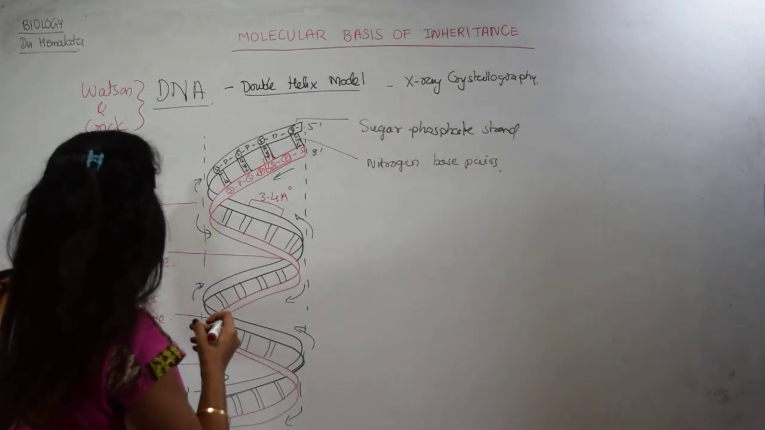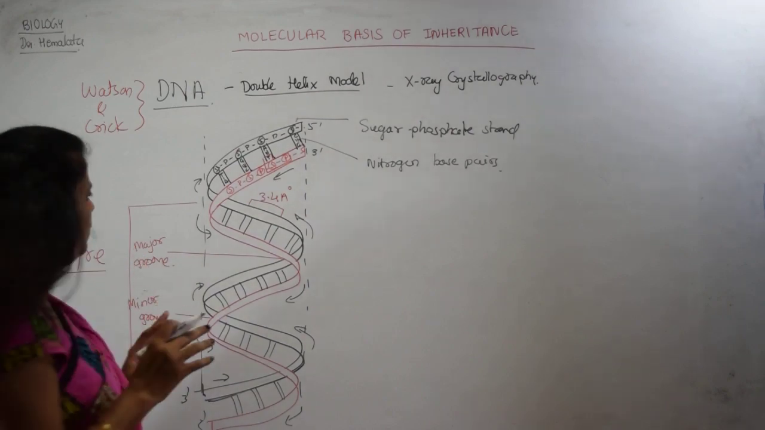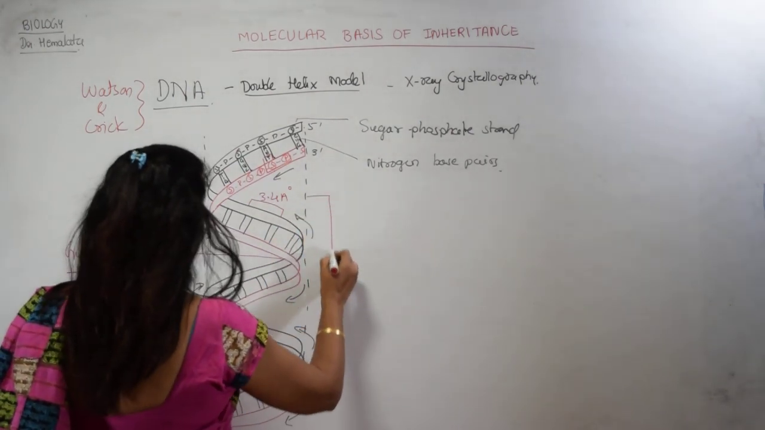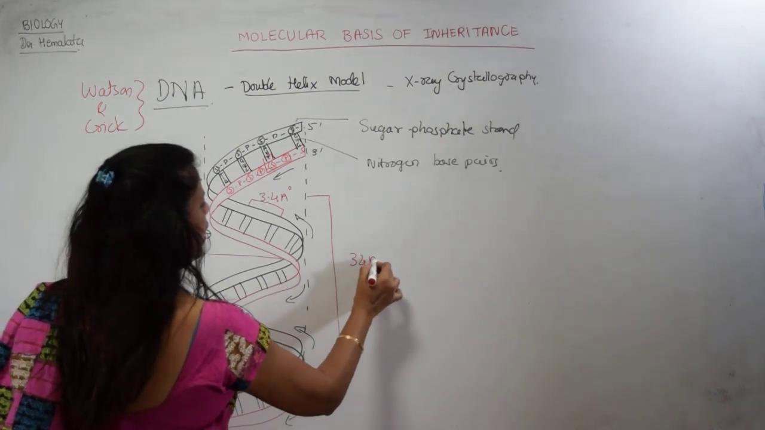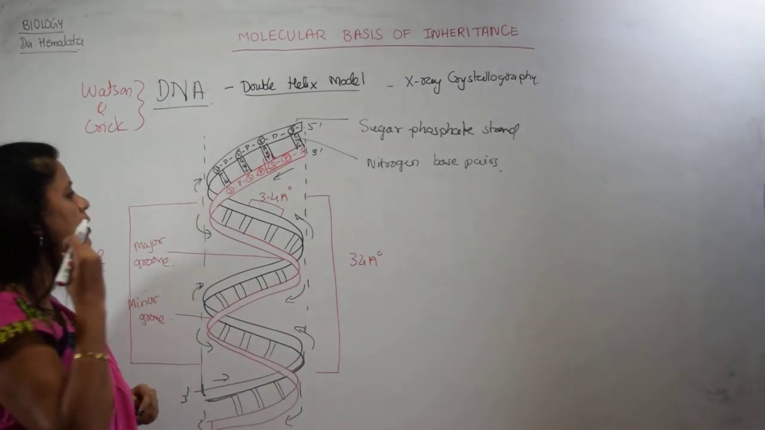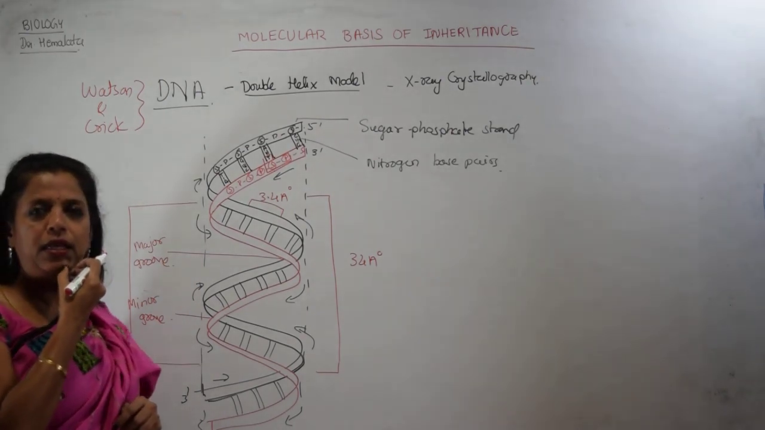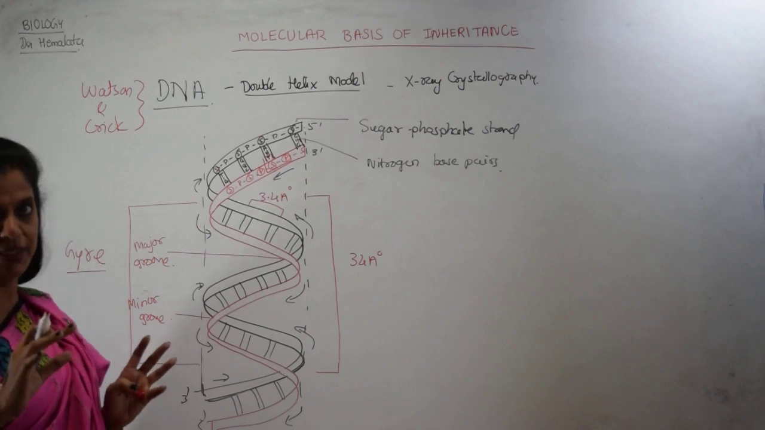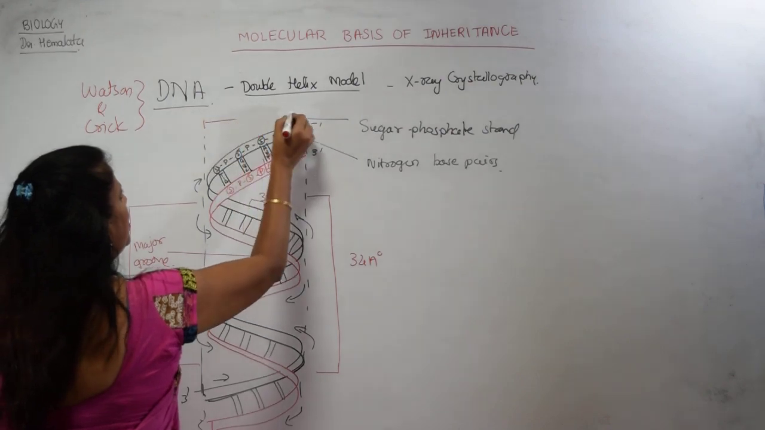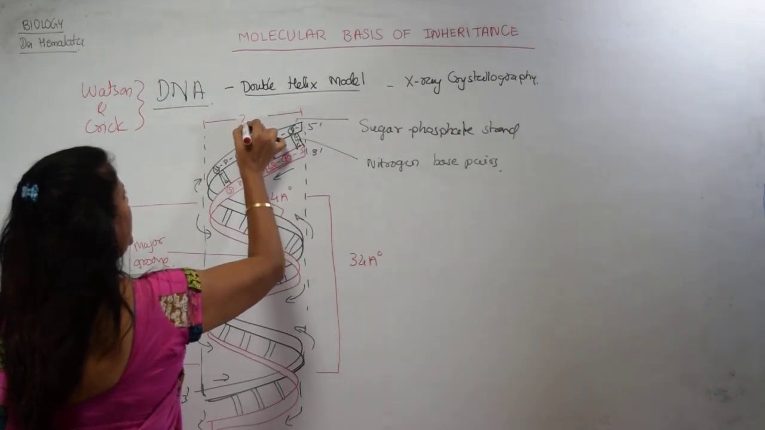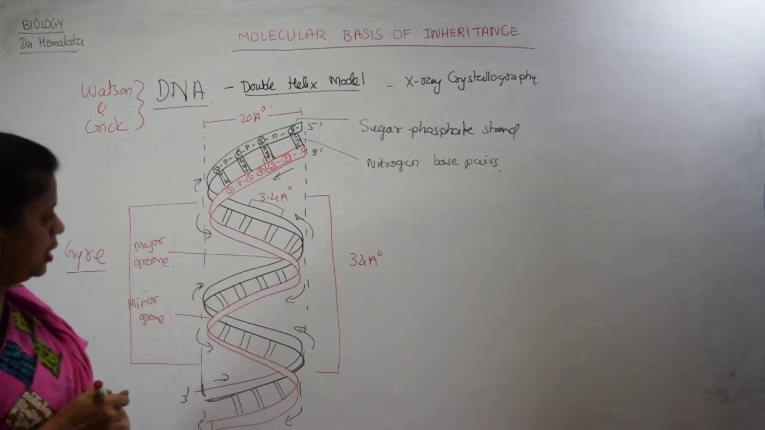Then, a gyre consists of around 10 base pairs. Therefore, from here till here, it measures around 34 angstroms. That is the complete length of one gyre. A gyre involves 10 base pairs. Okay? Then, the width of DNA from here till here is 20 angstroms. So that's about the double-stranded DNA.